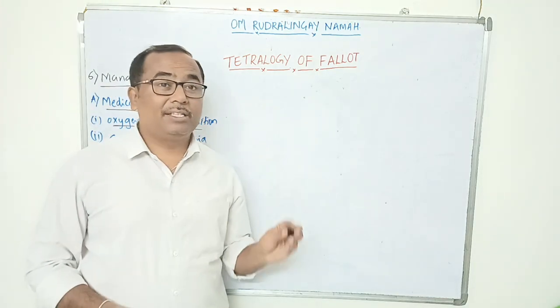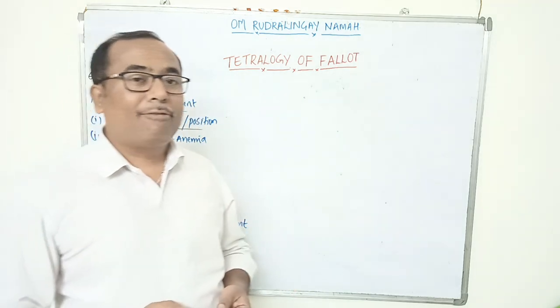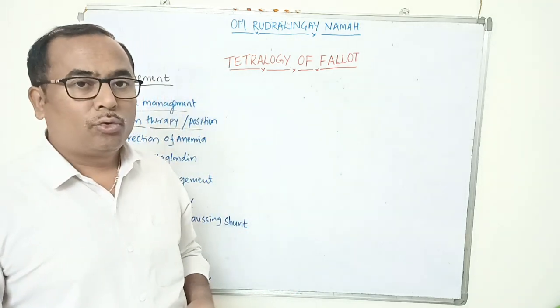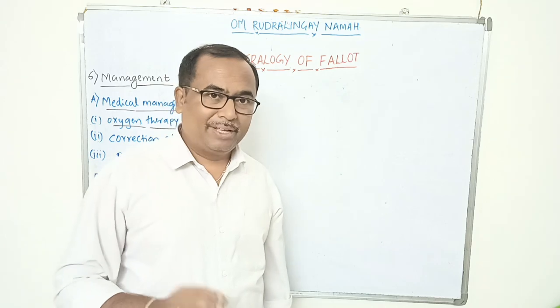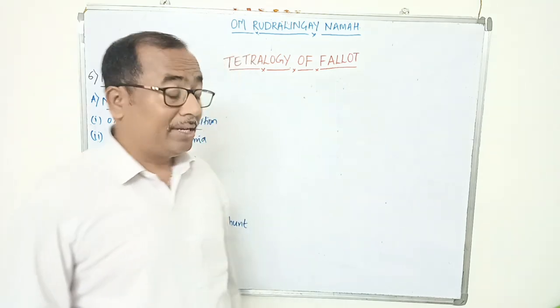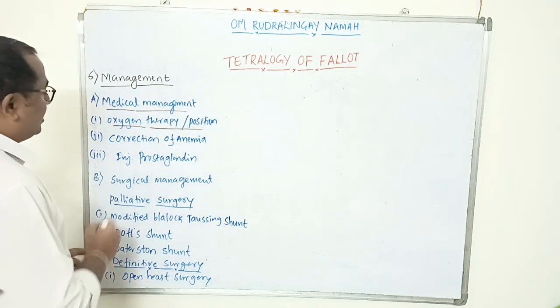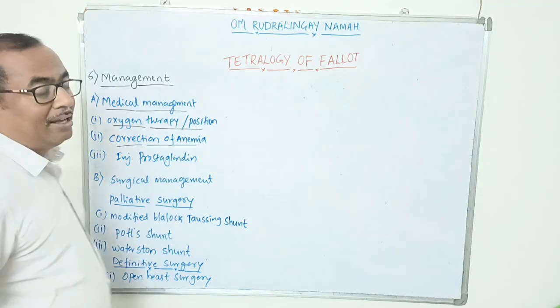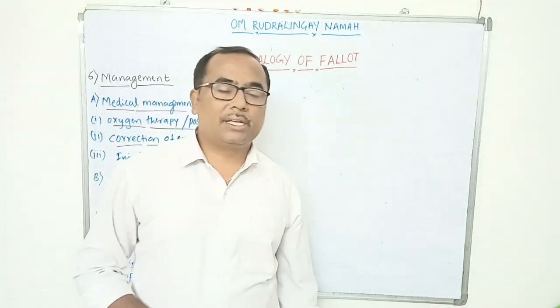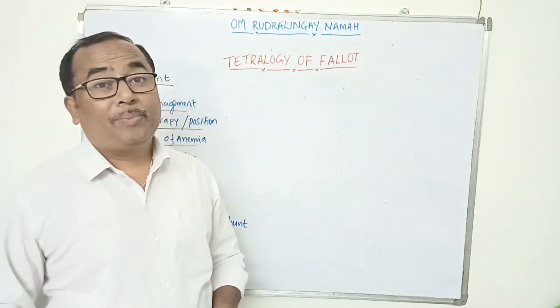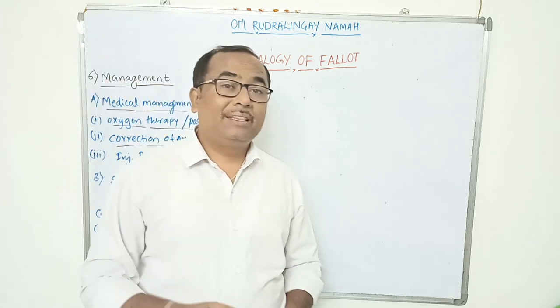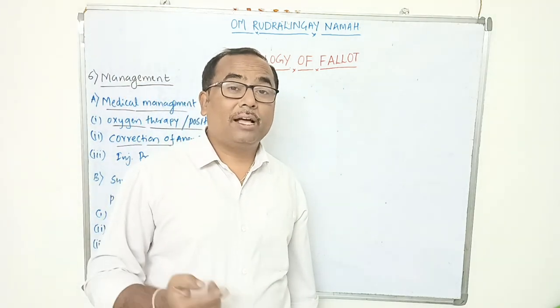As this is a cyanotic heart disorder, there is a lack of oxygen supply to the tissues, so we need to give supplemental oxygen. That is very important here in the management of cyanotic heart disease. And next one is correction of anemia, like other congenital heart disorders we have discussed. So in tetralogy of Fallot also, it is very important to correct the anemia.